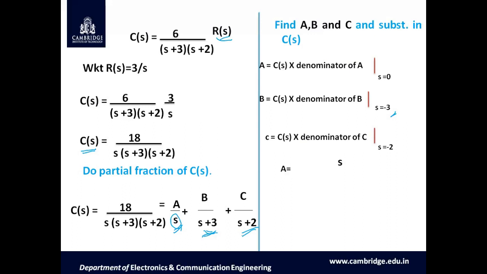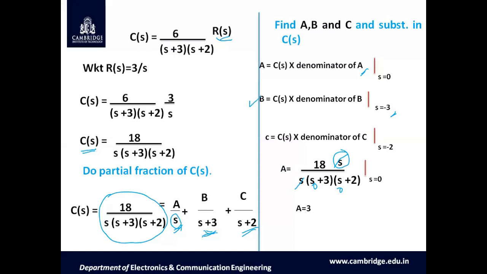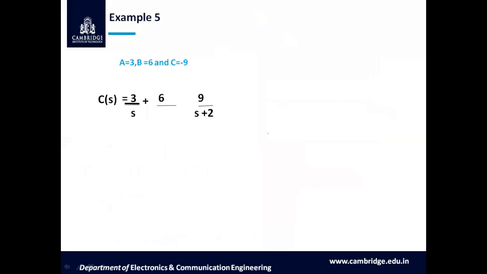A is equal to C of s. We know C of s is 18 divided by s into (s plus 3) into (s plus 2), into the denominator of A. The denominator of A is s, at s equal to 0, so s and s will get cancelled out. Let me substitute s is equal to 0. So 18 divided by 6, so A will be equal to 3. Similarly, you can find B and C in the same procedure, and we can obtain A is equal to 3, B is equal to 6, and C is equal to minus 9.